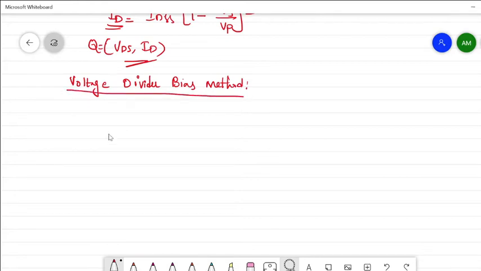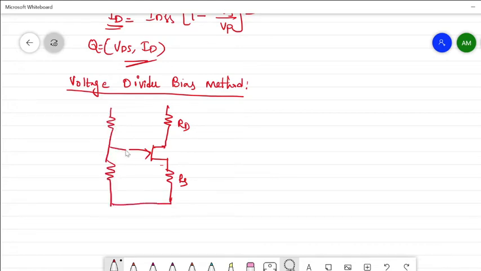Like the BJT circuit, it is also the same circuit, but in place of the BJT, here we are connecting an N channel JFET. The remaining circuit is the same: RD, RS, and biasing resistors R1 and R2. This is Thevenin's voltage VG. This is VDD.